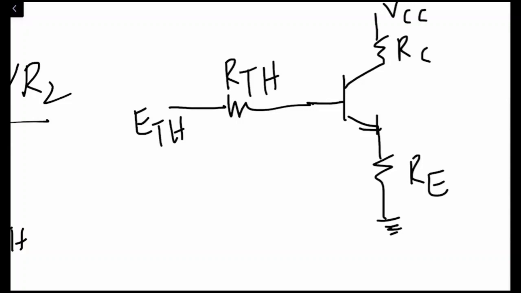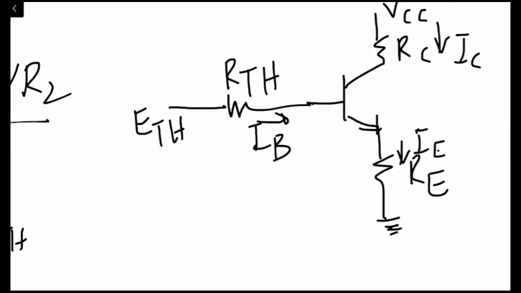So this means the current flowing over here is IB, the current flowing over here is IE, and the current flowing over here is IC. Are you with me? Yes, sir. So this means we can have the input side as well as the output side.